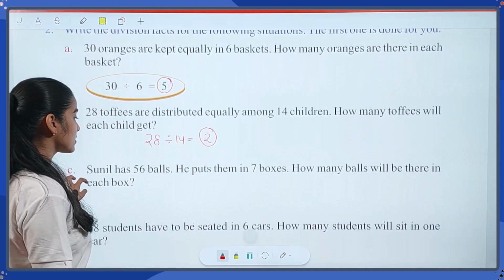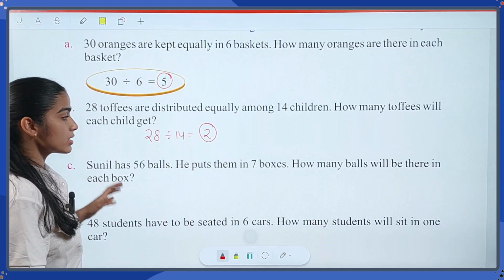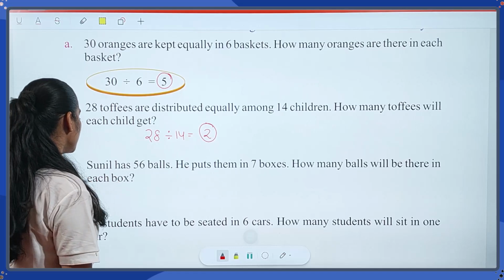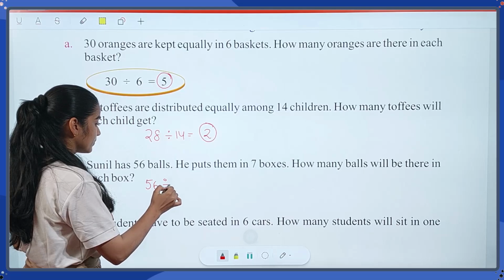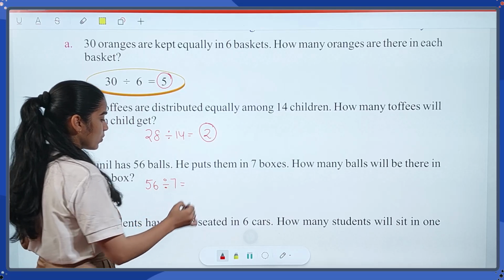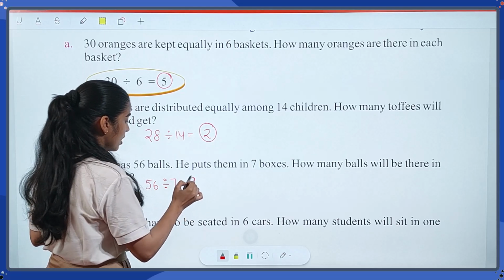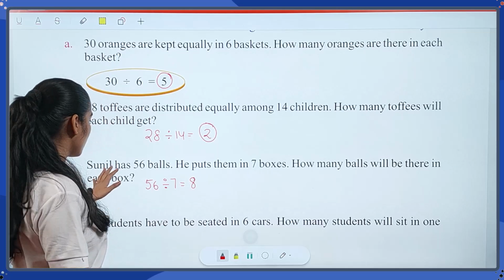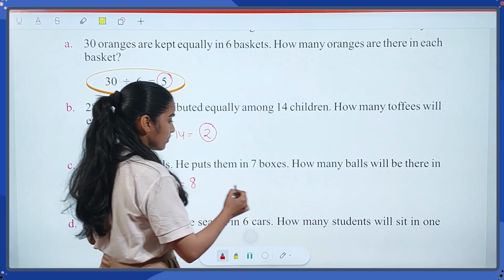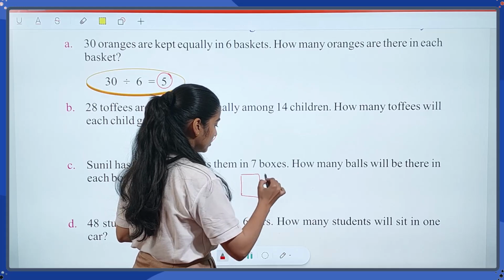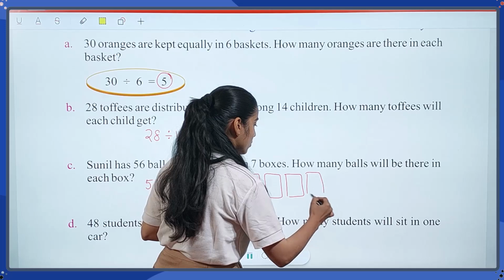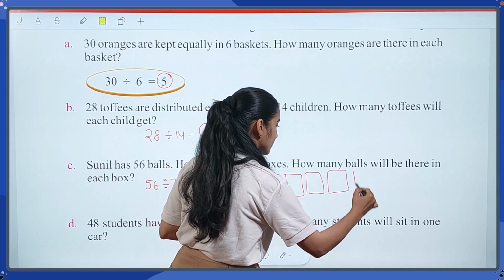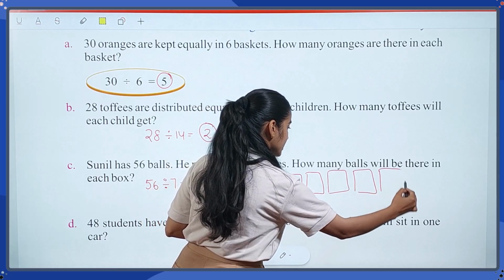Sunil has 56 balls. He puts them in 7 boxes. How many balls will be there in each box? So 56 divided by 7 is equal to 8. How can you find these answers? For example, you have to put them in these 7 boxes. So 1, 2, 3, 4, 5, 6 and 7.